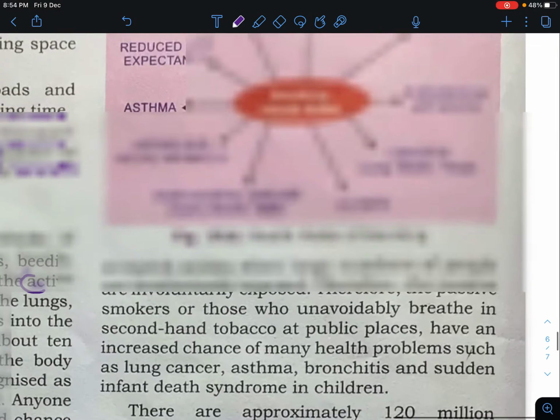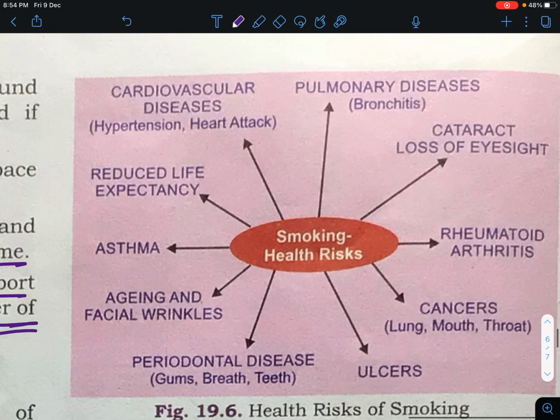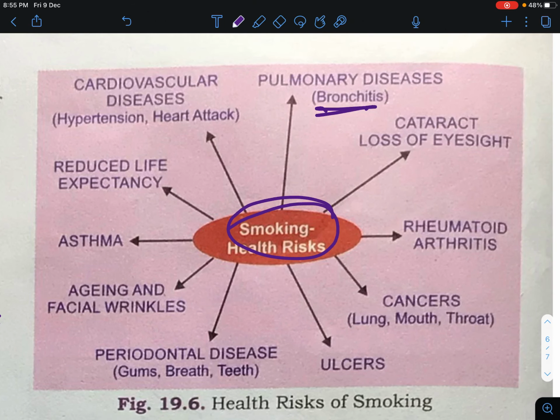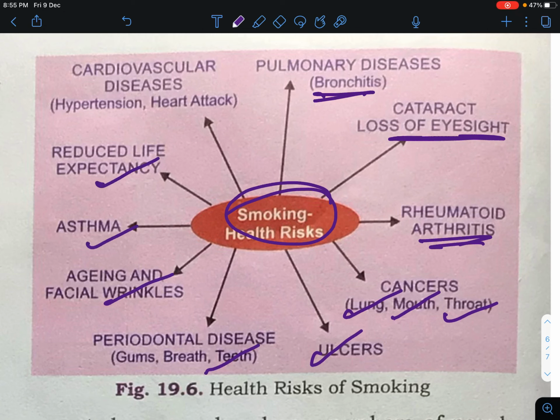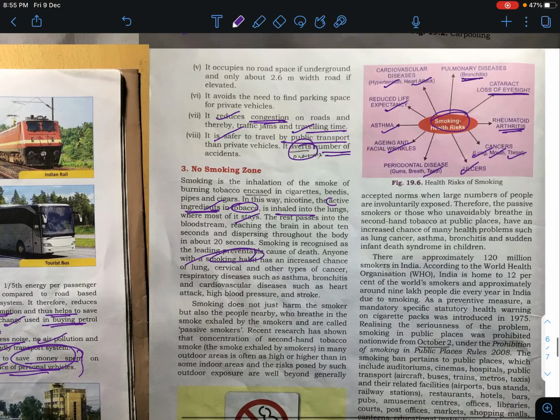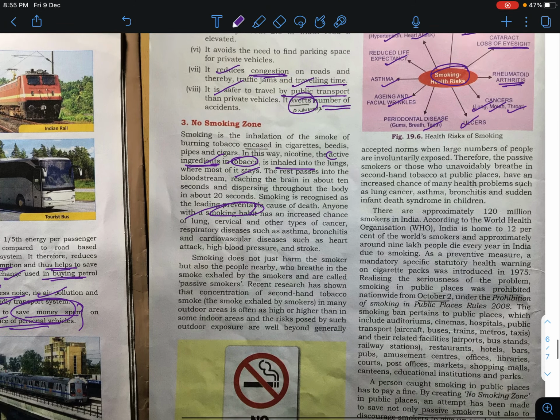Now it is talking about what smoking is going to affect. This is a very good diagram. The first one is bronchitis. The second one is cataract or loss of eyesight. The third one is arthritis, and the fourth is lung cancer, mouth cancer, throat cancer, ulcer, problems related to our teeth, aging and facial wrinkling, asthma, and reduced life expectancy, and the last one is hypertension or heart attack. These are the effects of smoking.